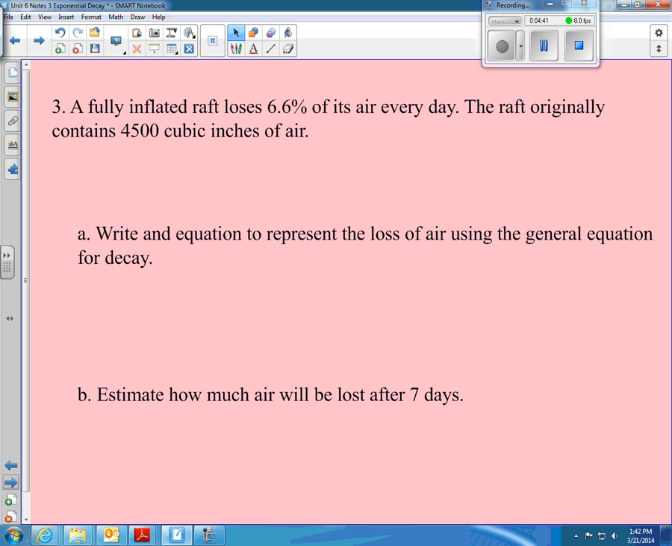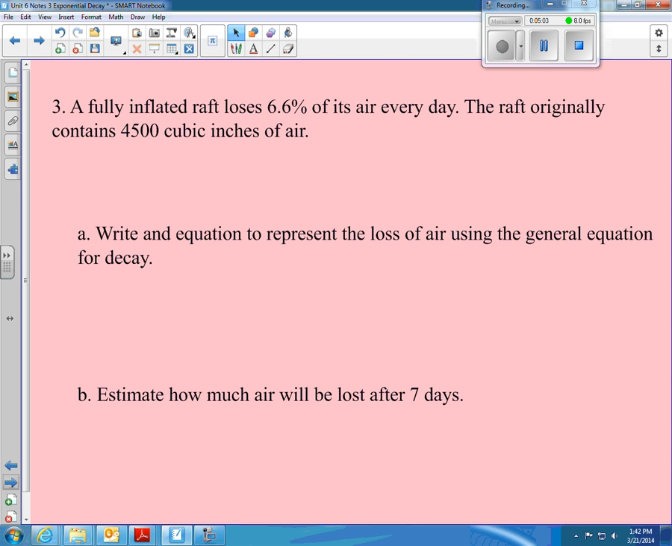Okay, so let's put this into some word problems, which is a really good application. A fully inflated raft loses 6.6% of its air every day. The raft originally contains 4,500 cubic inches of air. Write an equation to represent the loss of air using the general equation for decay.